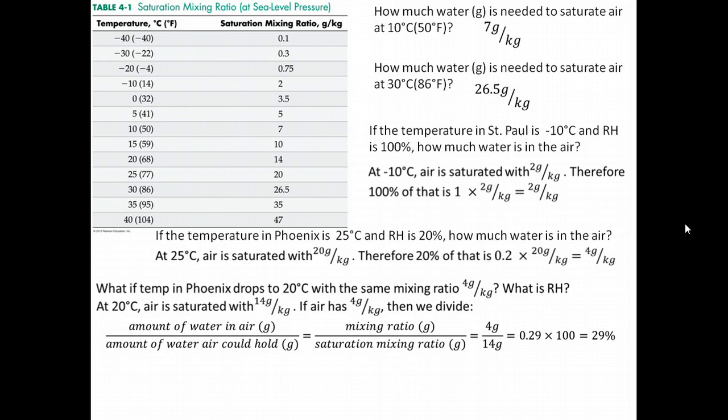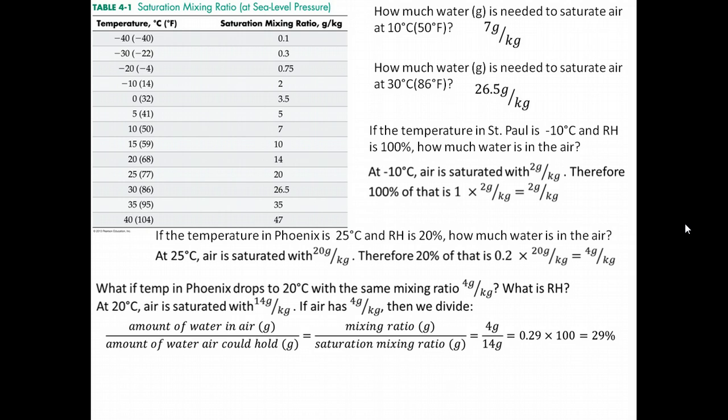So we take the amount of water that's in the air, that's the mixing ratio, which is the actual amount of water in the air, and we divide that by the amount of water the air could hold, which would be the saturation mixing ratio for the air at that temperature, at 20 degrees Celsius. So we divide what's in the air, the mixing ratio, 4 grams, by 14 grams, which is the potential, and we end up with 0.29, which we want to turn into a percentage, which turns out to be 29%.